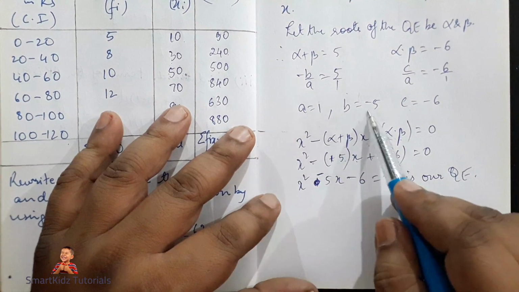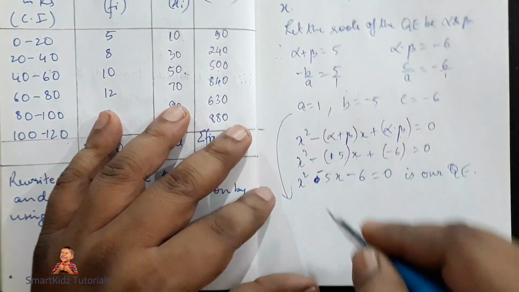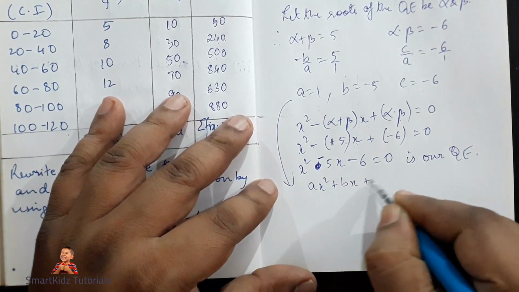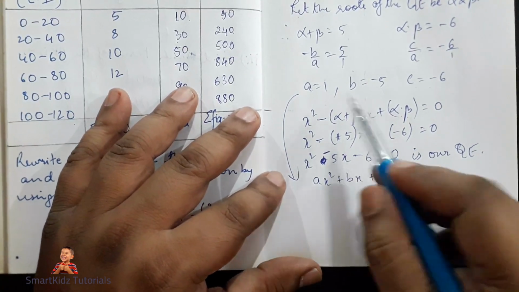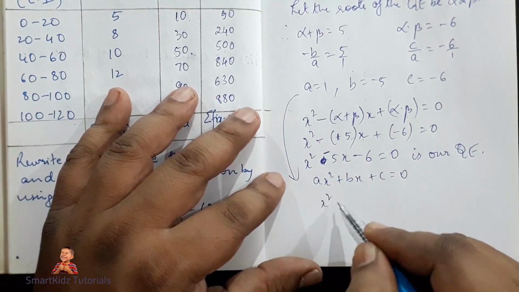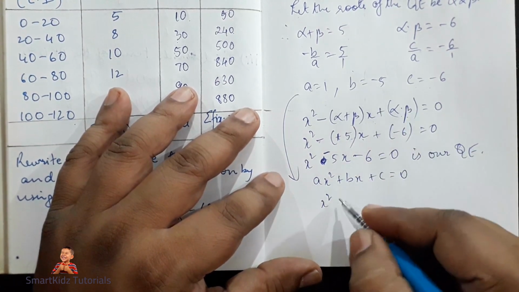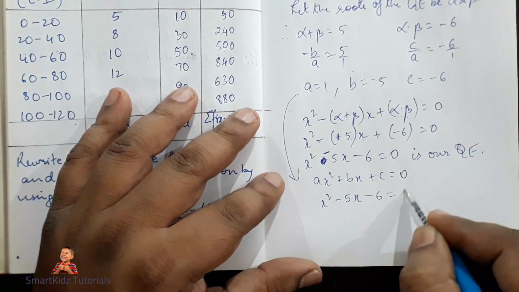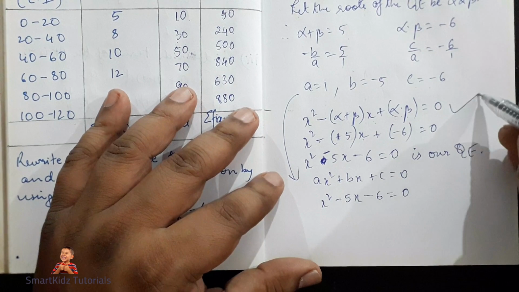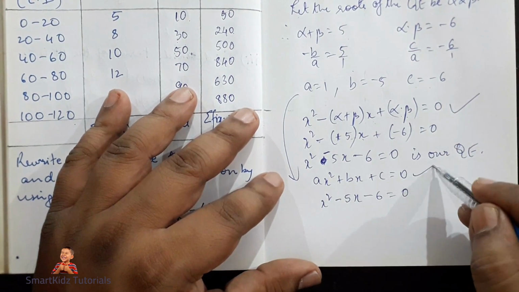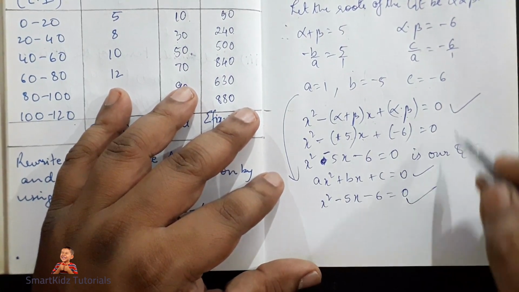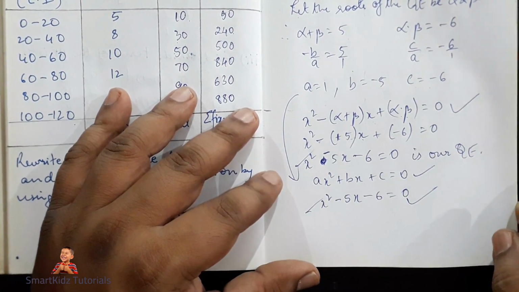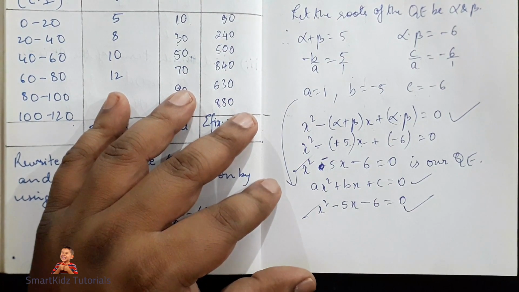If you take a, b, c from here, also directly comparing with ax square plus bx plus c equal to 0, we can substitute. So in place of a we put 1, that would be just x square. In place of b we put minus 5, so it will become minus 5x. In place of c we put minus 6 equal to 0. So either you can do it this way or directly comparing with the general formula you can do. Either way you will get your answer, which is x square minus 5x minus 6 equal to 0.